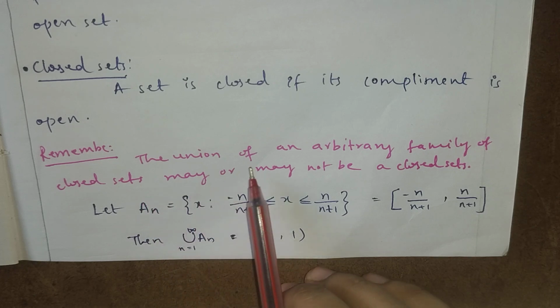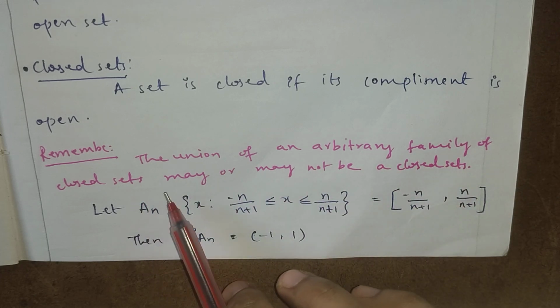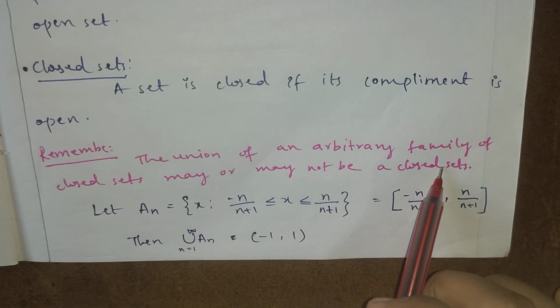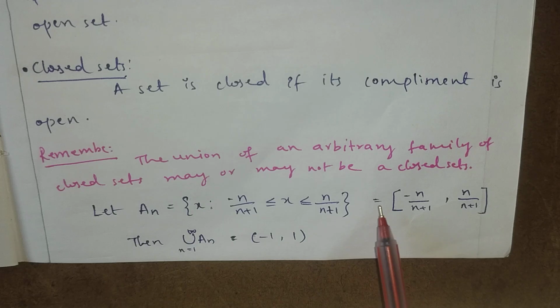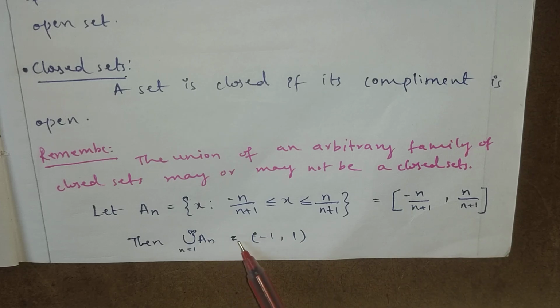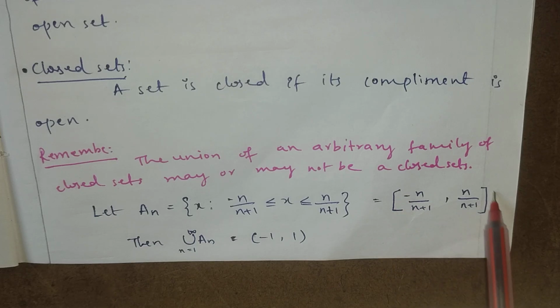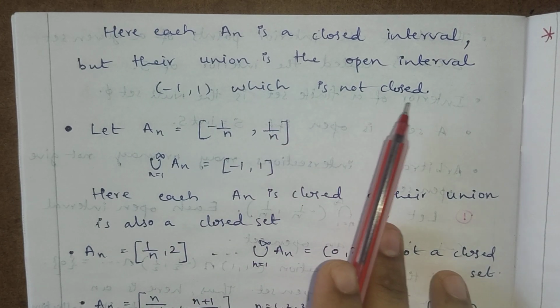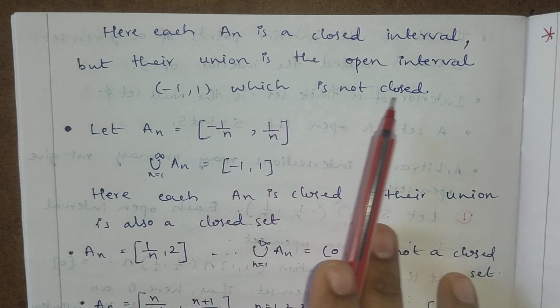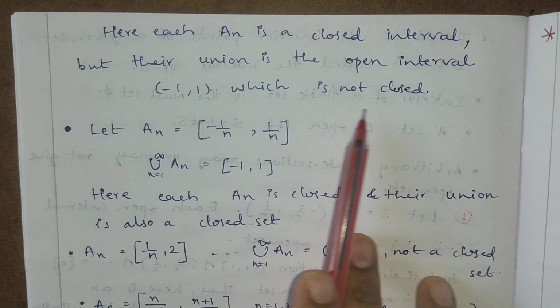So remember, the union of an arbitrary family of closed sets may or may not be a closed set. For example, let An be the closed interval [-n/(n+1), n/(n+1)]. Then the arbitrary union will be the open interval (-1, 1), which is not closed. Here each An is a closed interval, but their union is the open interval (-1, 1), which is not closed.